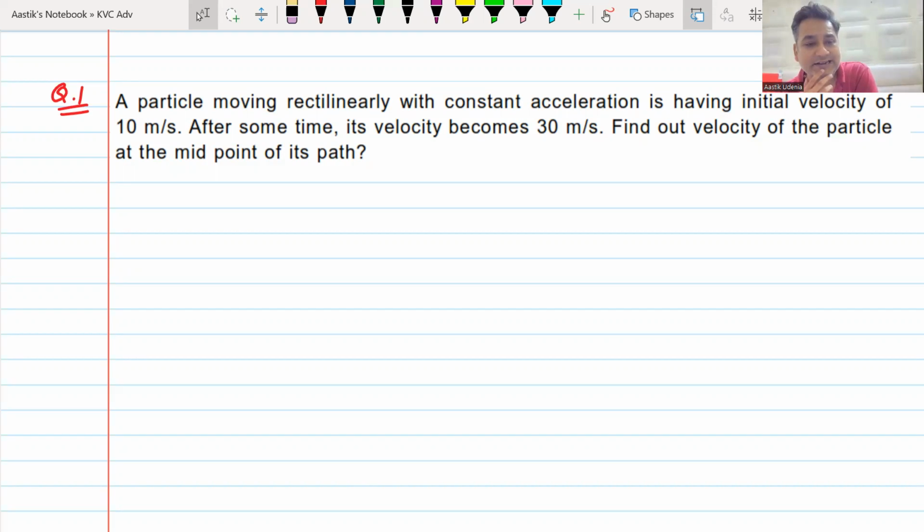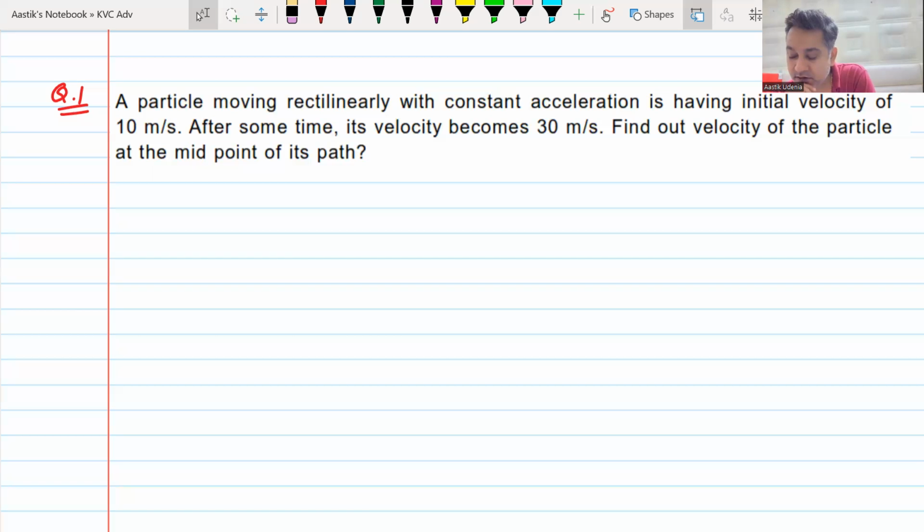A particle moving rectilinearly with constant acceleration is having initial velocity of 10 meter per second. You can call it plus 10, assuming that it is moving in the plus x direction. After some time, that velocity becomes 30 meter per second. Find out the velocity of the particle at the midpoint of its path. Midpoint. Remember, this is how questions are framed.